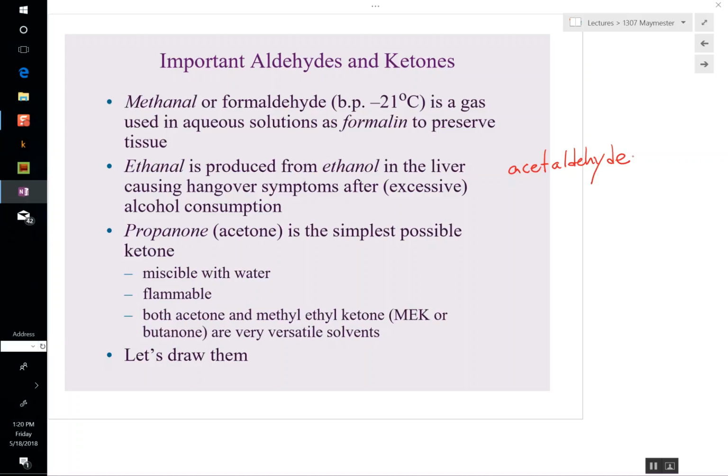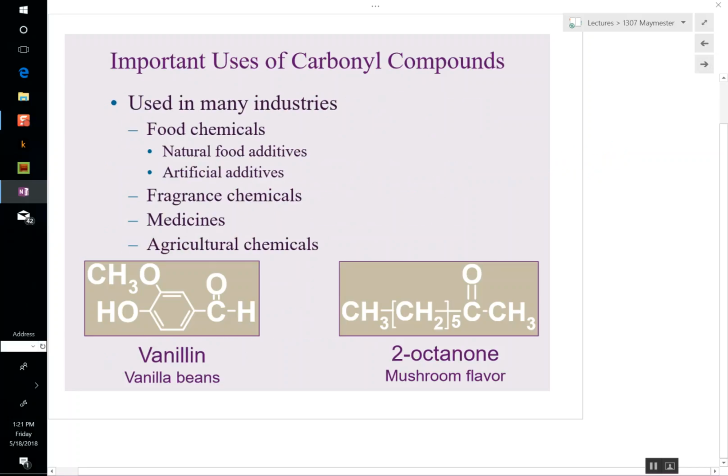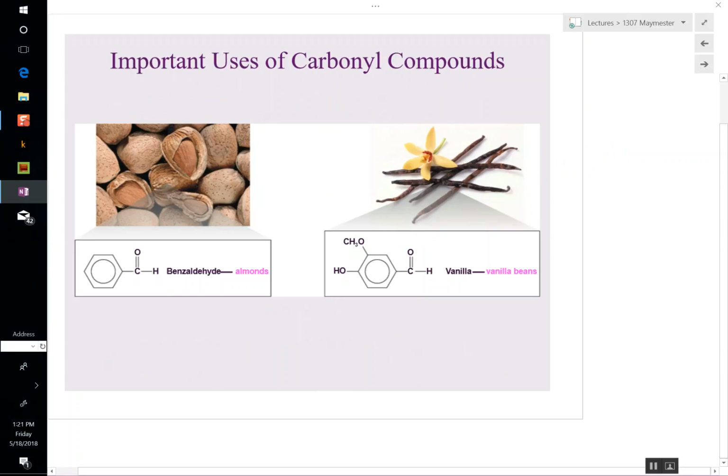That is also why the hangover is the morning after you've been drinking. It takes a while for the liver to convert the ethanol into ethanal. It takes a while. So you feel it in the morning. Why? Because that's now when the ethanal concentration is rising. Just vanilla 2-octanone. That's the flavor that's in mushrooms. There's vanilla. You can see the carbonyl.